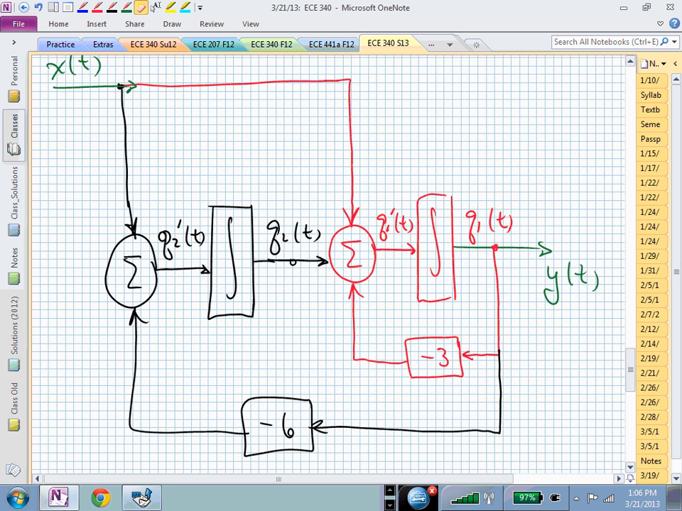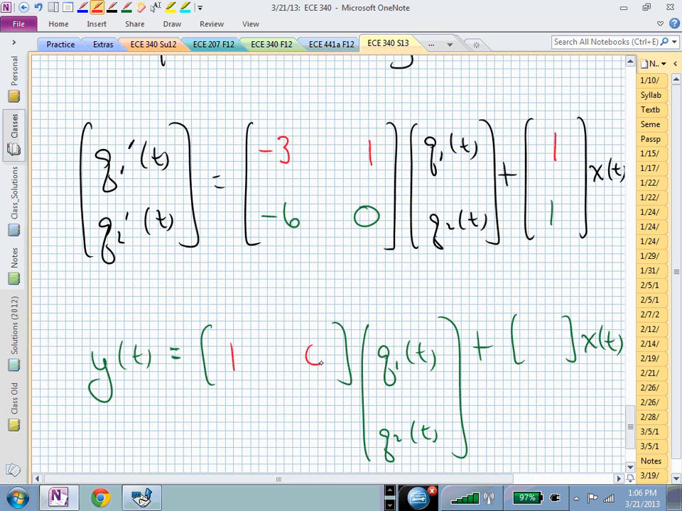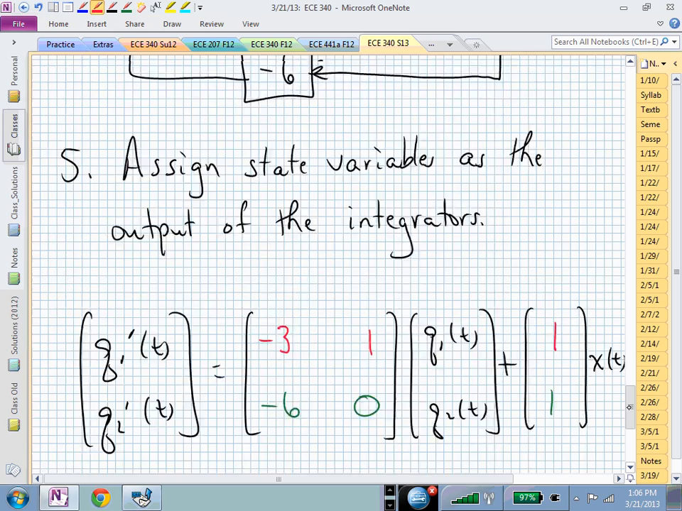But now it's fairly straightforward. y is just Q sub 1, no Q sub 2, and no input x. And that's now our C matrix and our D matrix. Questions on that? Is that clear?